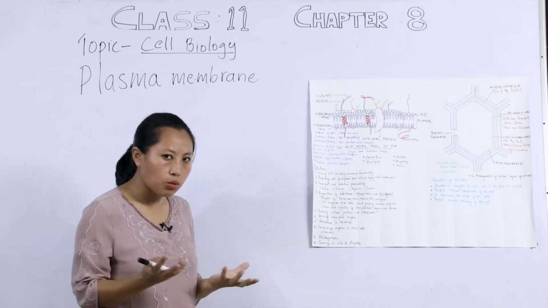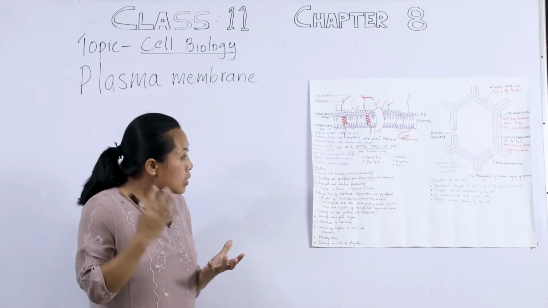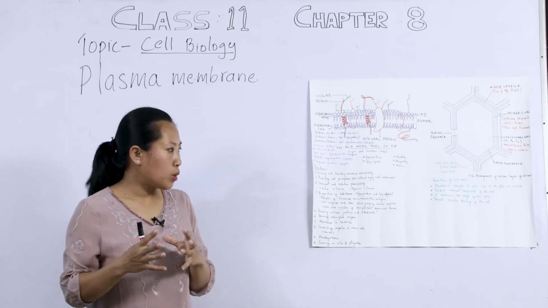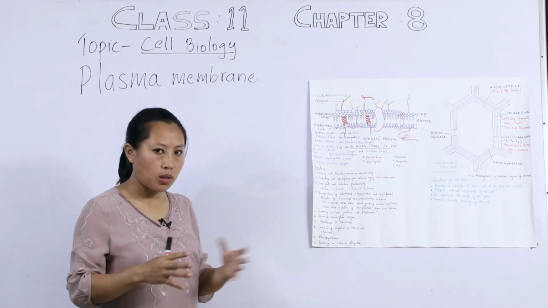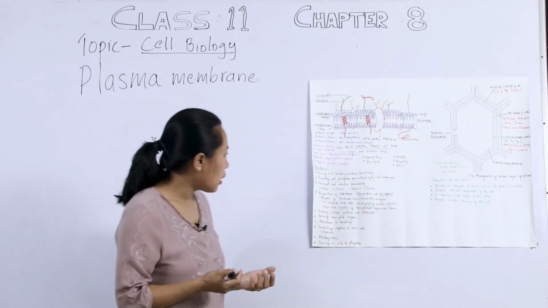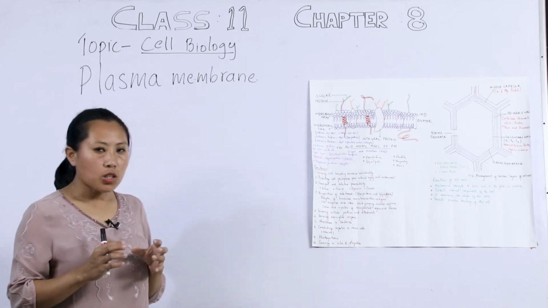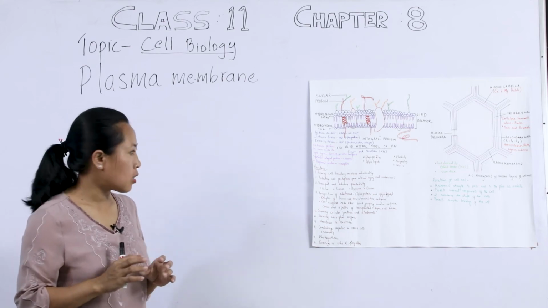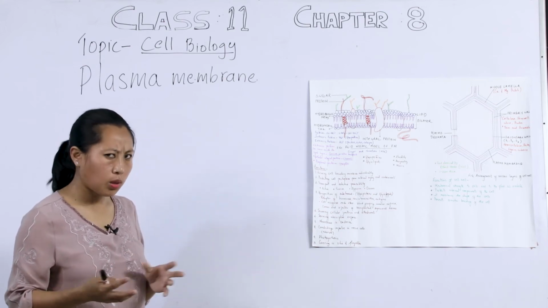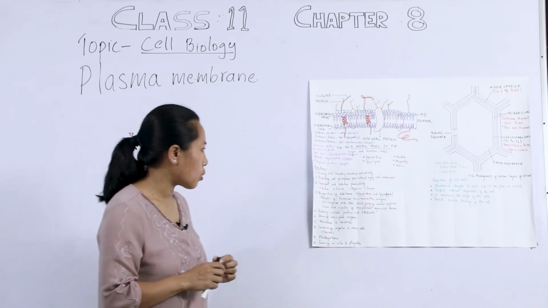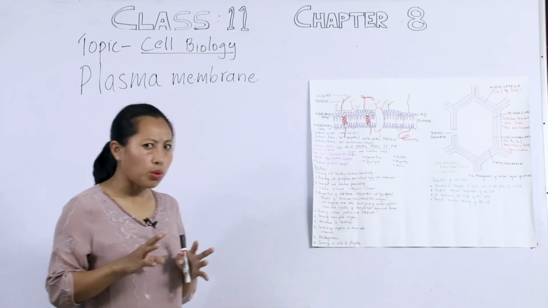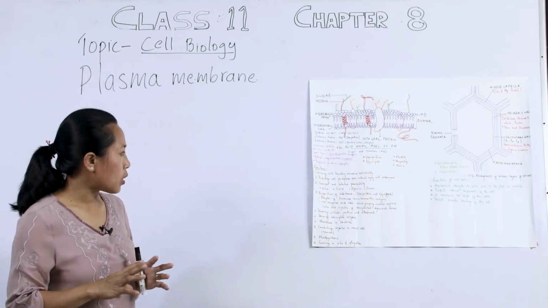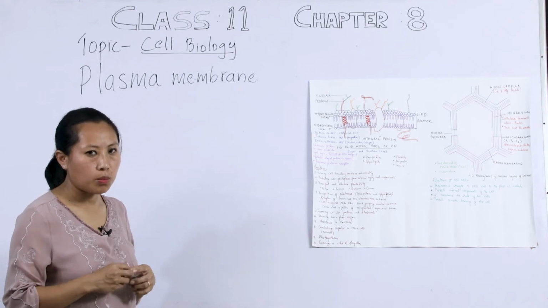So it forms the cell boundary, and as such, it separates the internal components of the cell from the external environment, enabling it to maintain its individuality. Then the next function of the plasma membrane is protecting the cell protoplasm from external injury and contaminants. Then one of the most important functions of the plasma membrane is transport and selective permeability.